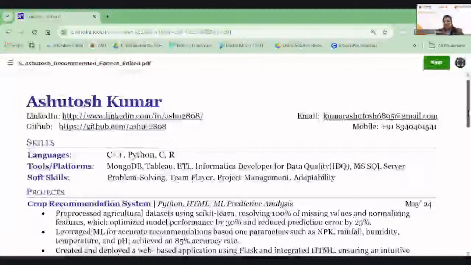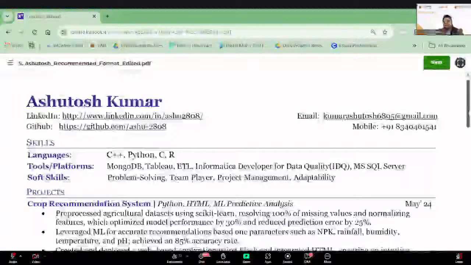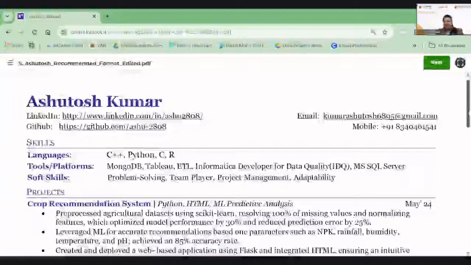Ma'am, does BTech after MBA need GitHub? GitHub is only for the engineering students. It's not for the MBA students. GitHub is only and only for the engineering domain. In case I have MCA students with me, they should also have a GitHub account. Ma'am, please repeat the last line you told about the hyperlink.